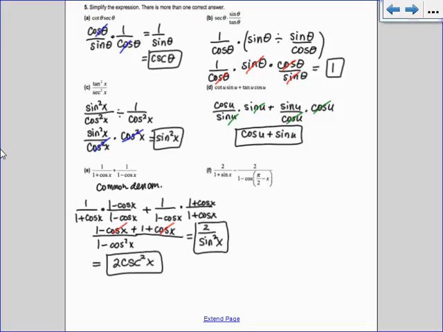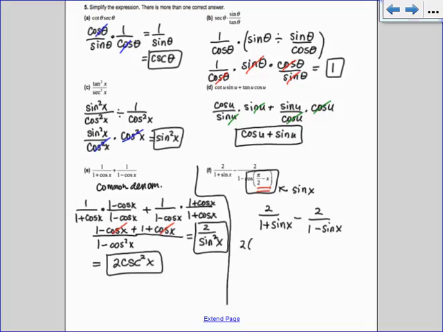All right, on the next one, I noticed that I have that weird pi over 2 minus x thing, okay, which is one of the cofunctions. So when you see that, you're going to replace this whole thing with sine of x. Okay, so we're going to have 2 over 1 plus sine of x minus 2 over 1 minus sine of x. So again, this is one where we need to get common denominators.